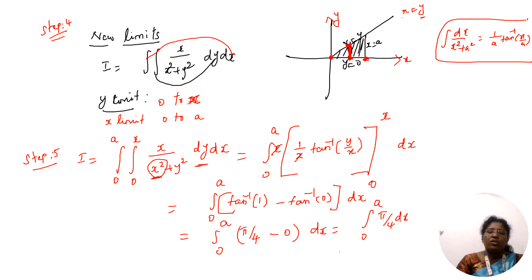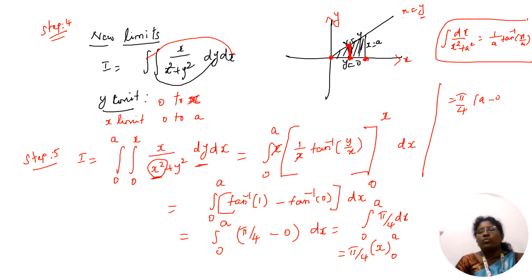Pi by 4 is a constant term, so take it out. Pi by 4 into integral dx. Integral dx is x. Now apply the limit here: lower limit is 0, upper limit is a. Upper limit is a, so replace x by a first. So we'll be getting pi by 4 into a minus, applying the lower limit 0. So we are getting pi a divided by 4. So this is the final answer.